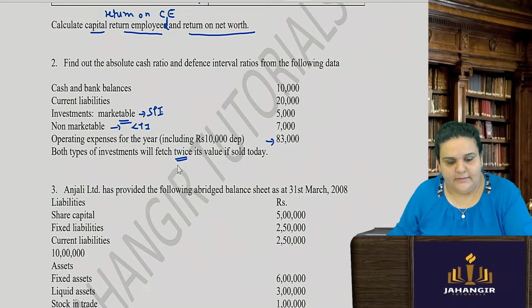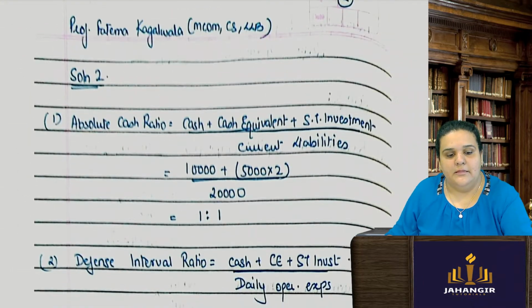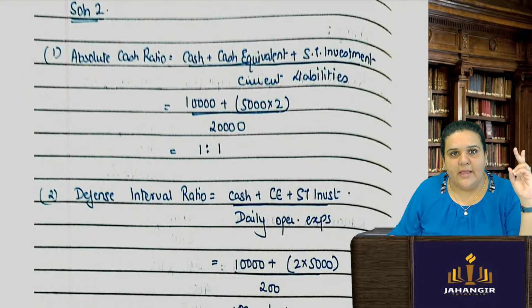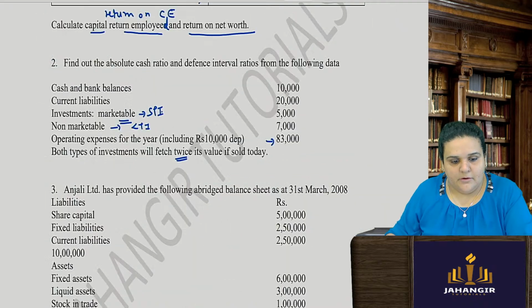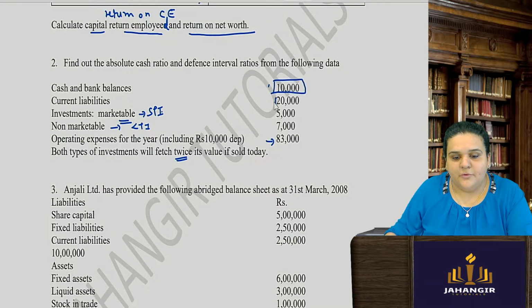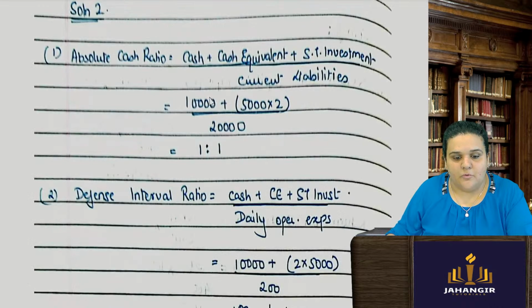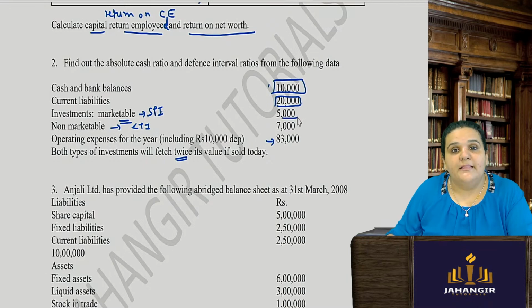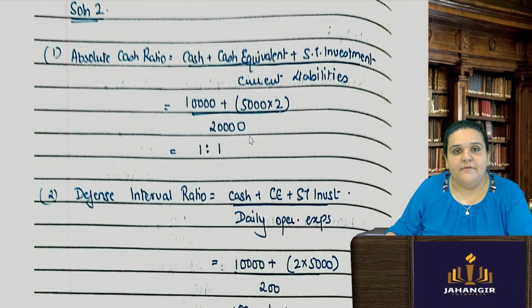Okay, fine. So first I'm writing the formula. What is absolute cash ratio? I told you: cash plus cash equivalents plus short-term investment divided by current liabilities. Okay, I know my cash. It is given to me, 10,000 here. Current liabilities also I know, 20,000. So divide by 20,000. Cash and cash equivalent is 10,000. Short-term investment is only 5,000, but they can fetch me, if sold today, twice their value. So I will take 10,000 plus 5,000 into 2, divided by 20. So my absolute cash ratio is 1:1.